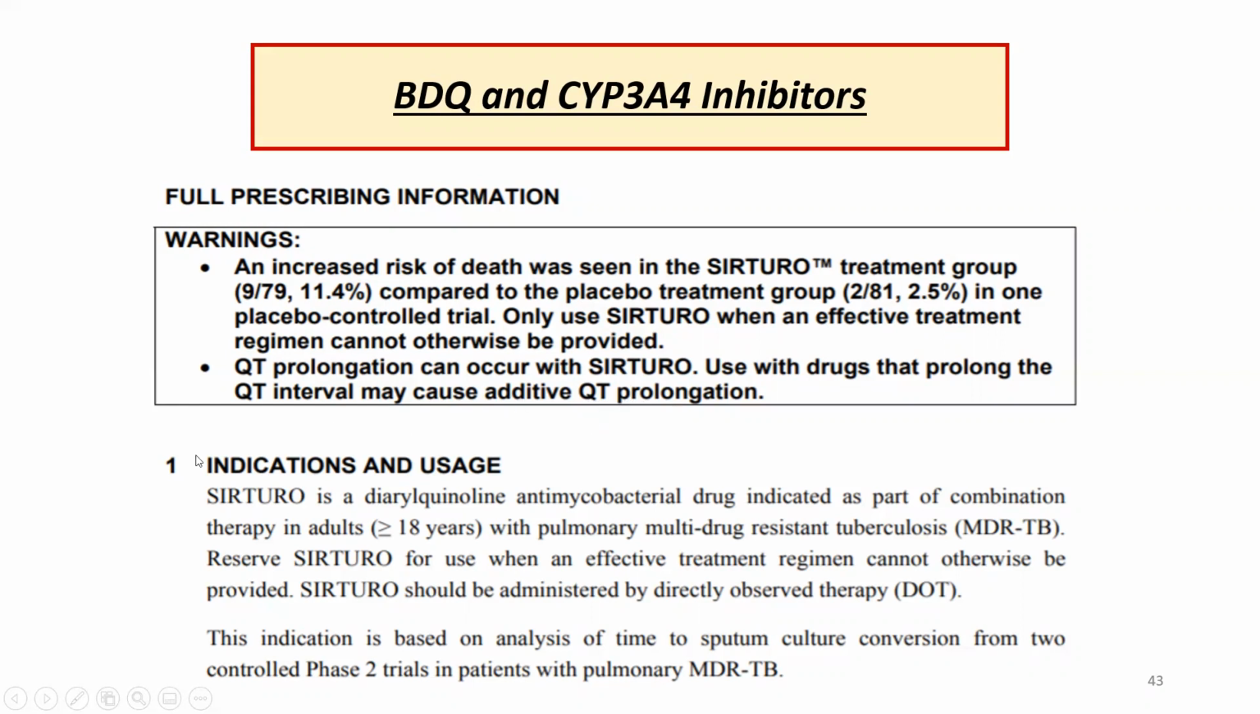So with that, in terms of its indication and its use, Sirturo or bedaquiline is a diarylquinoline antimicrobial drug indicated as part of a combination therapy in adults more than 18 years with pulmonary multi-drug resistant TB. So that's how it was found. It is reserved for use when an effective treatment regimen cannot otherwise be provided. So it's very effective. Also, Sirturo should be administered by directly observed therapy. So it should be monitored closely.